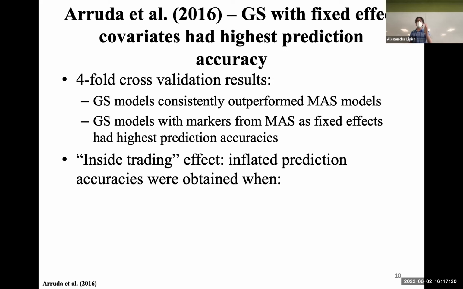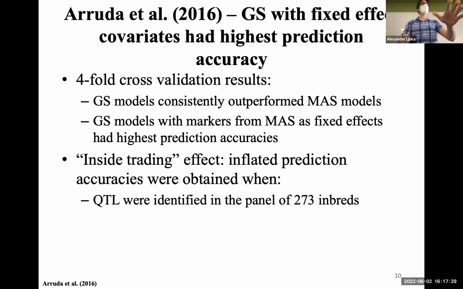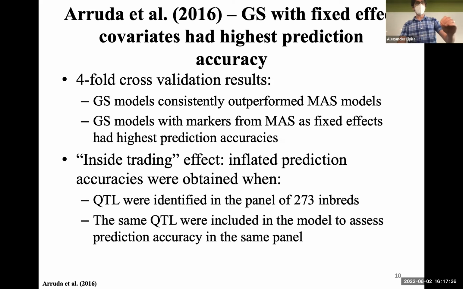So what this paper looked at explicitly was such insider trading effect, okay? So you're boosting prediction accuracies by using, here, I'm gonna steal my own thunder. So if we take a QTL that were identified in this data set we analyzed, and the same QTL were used to assess prediction accuracy, our prediction accuracies are going to be unfairly inflated and inaccurately inflated. So we indeed showed in this paper that this insider trading effect was a real thing, and you got to look out for it.